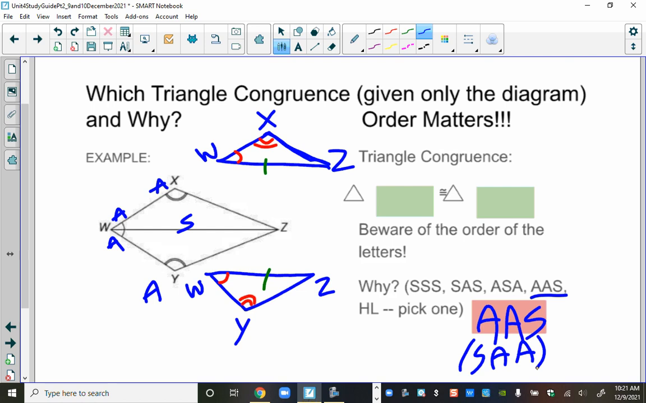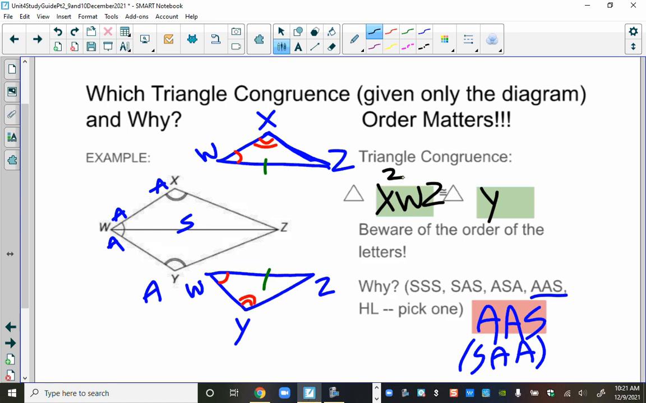Now, let's figure out a triangle congruence. XWZ, okay. X, W, see? Careful. Okay, with X, how many arcs? How many arcs does the X have? Two. So we have two arcs here.